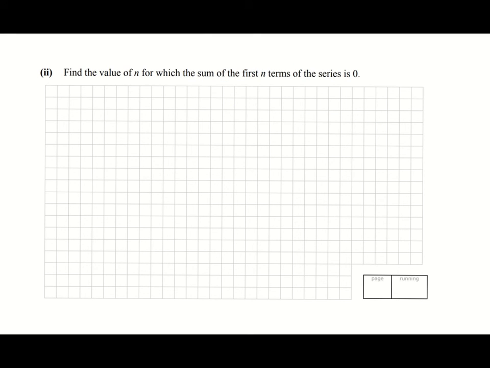In the final part of the question, you're asked to find the value of n for which the sum of the first n terms of the series is equal to 0. So we're going to put our 14n minus n squared equals 0. And it's a quadratic equal to 0, so we're going to factorize it. So n multiplied by 14 minus n equals 0. So if we split that up, n equals 0. And 14 minus n equals 0, minus n equals minus 14, n is equal to 14.